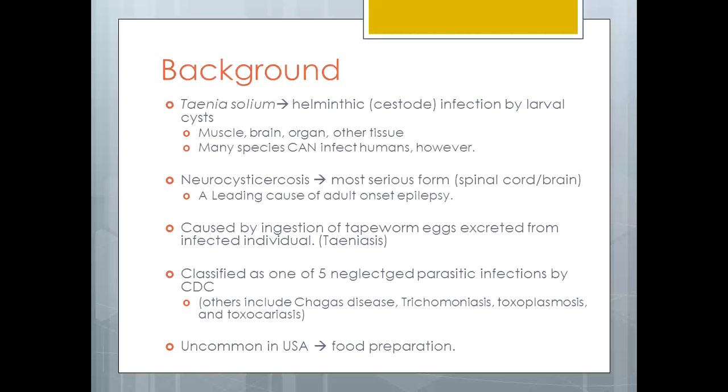This disease is caused by the ingestion of eggs from the T. solium tapeworm that are excreted from somebody who has a GI tapeworm infection. That's called taeniasis. Cysticercosis is classified as one of the 5 neglected parasitic infections by the CDC for the U.S. And though it's uncommon in the U.S., we do see it occasionally associated with food preparation by somebody who has taeniasis and does not properly wash their hands before preparing the food.